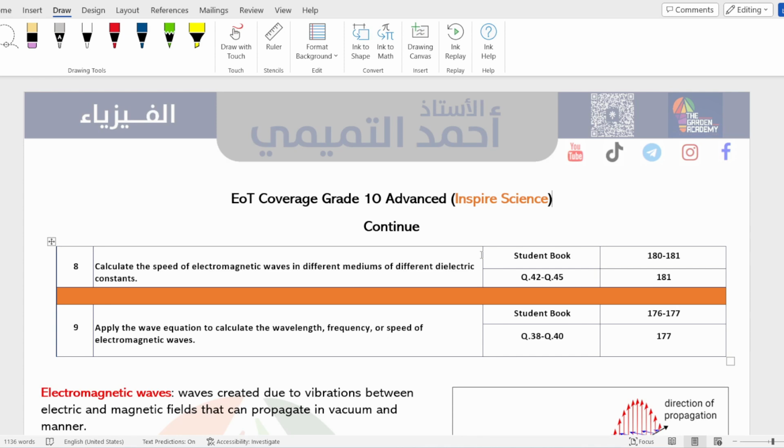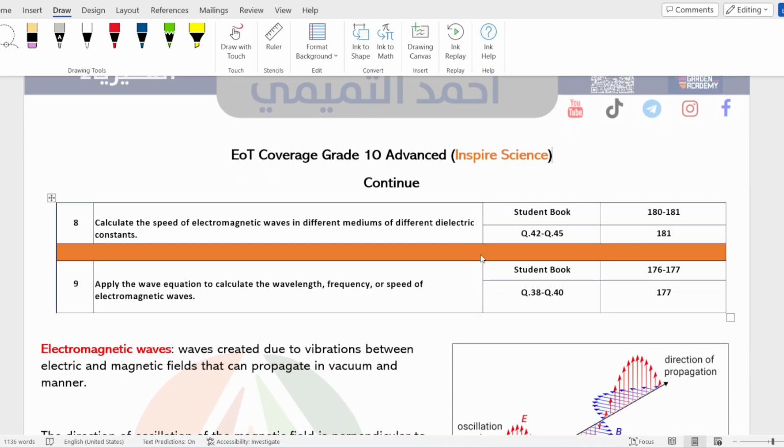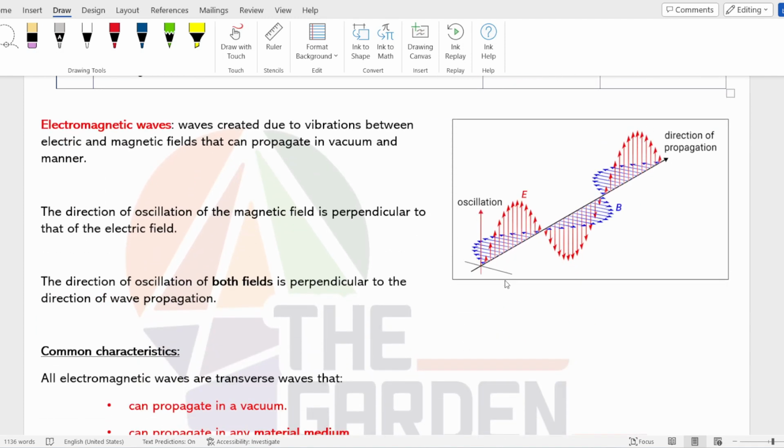التاسع من أسئلة الهيكل اللي هم calculate the speed of electromagnetic waves in different mediums of different dielectric constants and apply the wave equations or equation to calculate the wavelength, frequency or speed of electromagnetic waves. الآن في بداية الأمر راح نبدأ بتعريف electromagnetic waves.